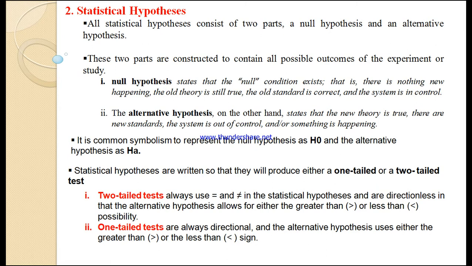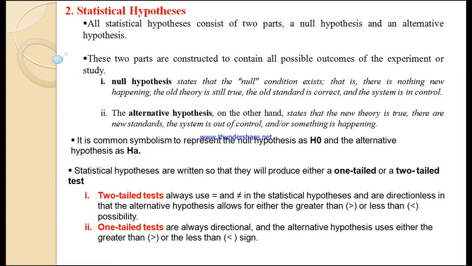However, the alternative hypothesis states that a new theory is true. It also states there are new standards, there are new principles, there are new theories, and the system is out of control or something is happening. This is the way by which null hypothesis and alternative hypothesis are constructed to contain all possible outcomes of a study or research. It's common to represent null hypothesis as H0 and alternative hypothesis as HA.